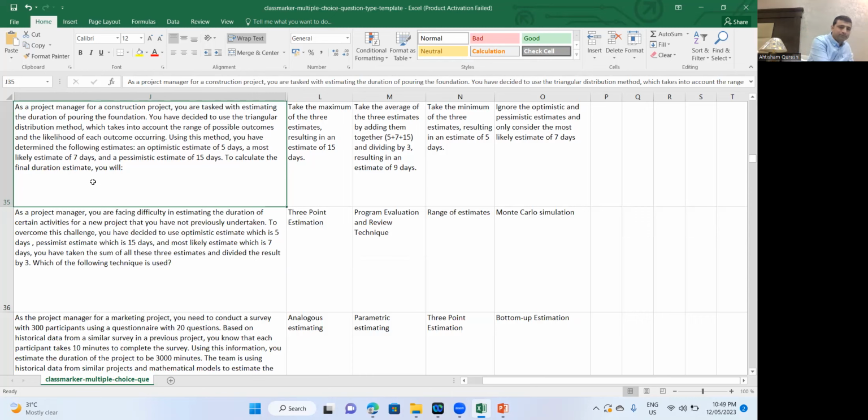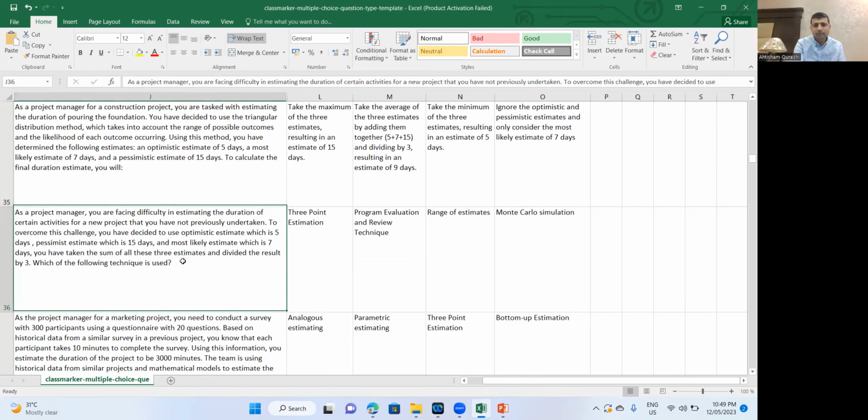As a project manager for a construction project, you are tasked with estimating the duration of pouring the foundation. You have decided to use the triangular distribution method, which takes into account the range of possible outcomes and the likelihood of each outcome occurring. Using this method, you have determined the following estimates: an optimistic estimate of 5 days, a most likely estimate of 7 days, and a pessimistic estimate of 15 days.